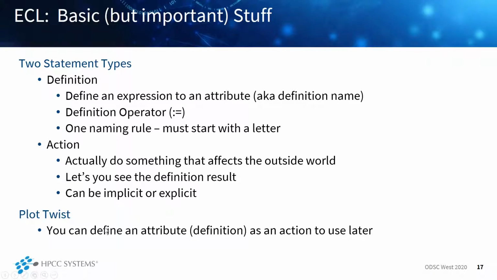All right, little plot twist. You can define a definition as an action to use later. It's because sometimes, well, implicitly all actions are done in parallel, but sometimes you want to do things one at a time. Like first of all, you might want to build a file or output a file, then you want to build an index on that file, which is used in Roxie, and do maybe some kind of sort operation. So you can do that sequentially. And so what we actually can do is make an action a definition and then use that later on in another ECL language statement.